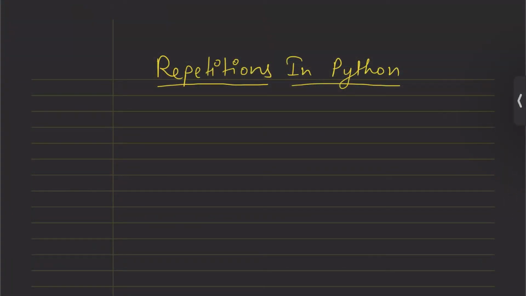So getting started with today's topic, that is repetitions in Python. What are repetitions in Python? See, in our daily life we have things which repeat after a certain period, right? So for example, let's take a person. Let's say this person is Ram.